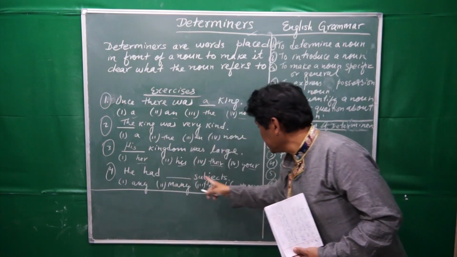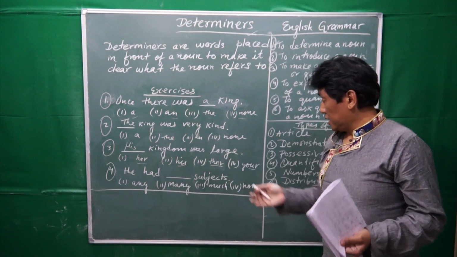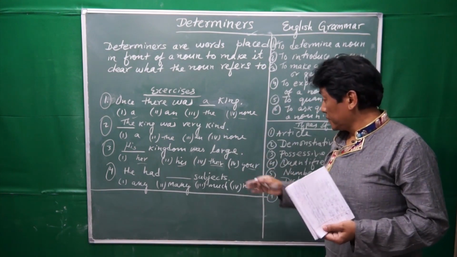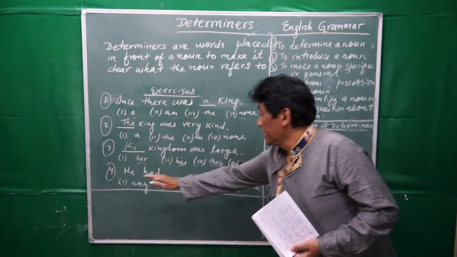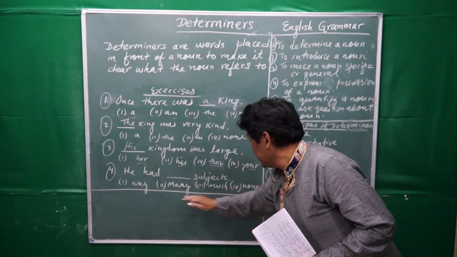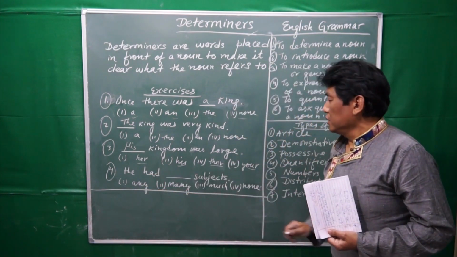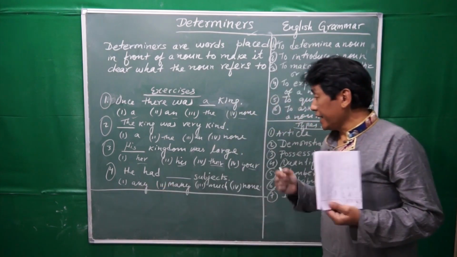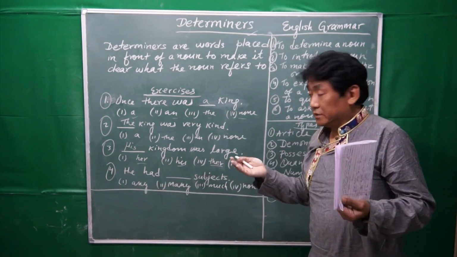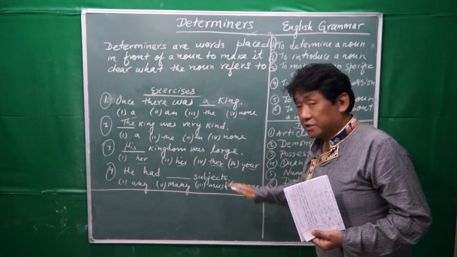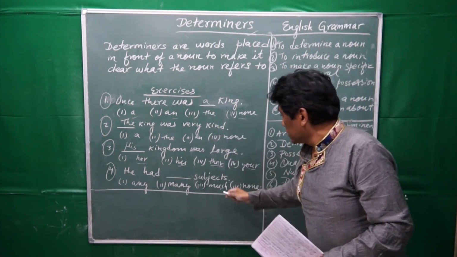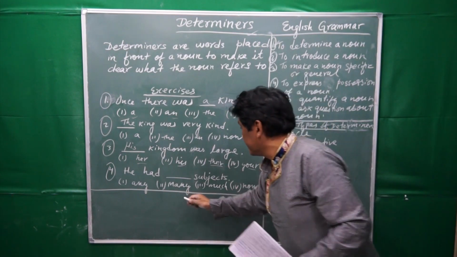Then the fourth one. He means the king. He had dash subjects. Subjects means the people living in the kingdom, citizens, right? He had dash subjects. The options are any, many, much, none. Now, when we use any, then it would be negative. I don't have any money, that's what we say. We cannot write much because subjects, people, are countable. So we have to write many.